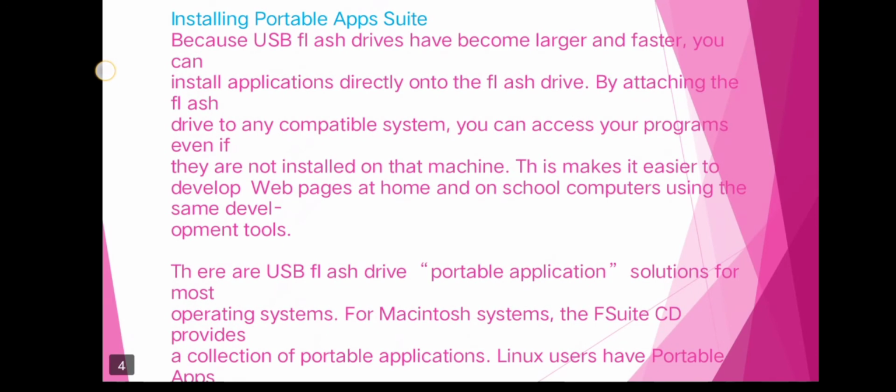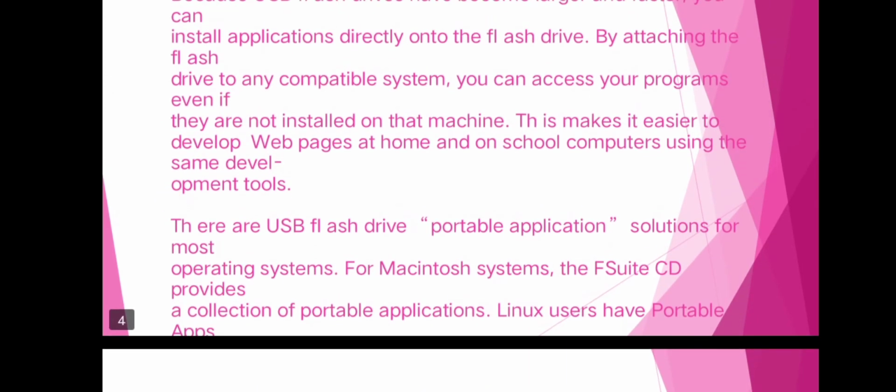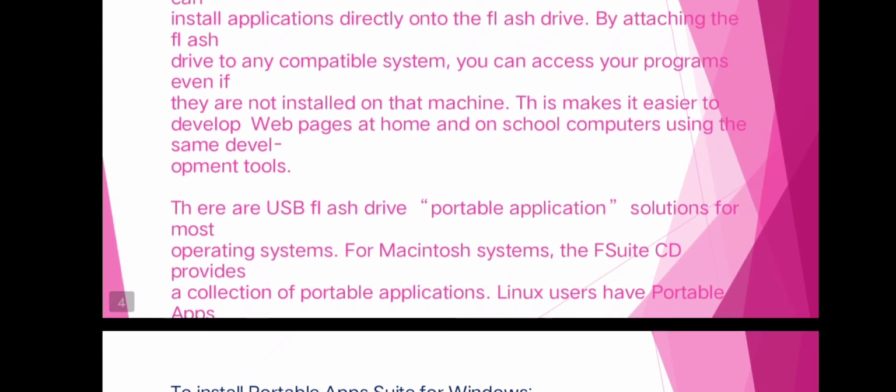Installing Portable Apps Suite. Because USB flash drives have become larger and faster, you can install applications directly onto the flash drive. By attaching the flash drive to any compatible system, you can access your programs even if they are not installed on that machine. This makes it easier to develop a web page at home and on school computers using the same development tools. There are USB flash drive portable application solutions for most operating systems. For Macintosh systems, the F-Suite CD provides a collection of portable applications, and Linux users have Portable Apps as well.